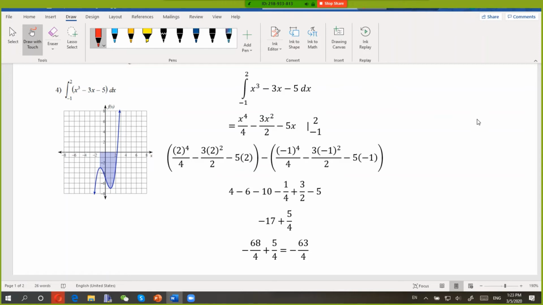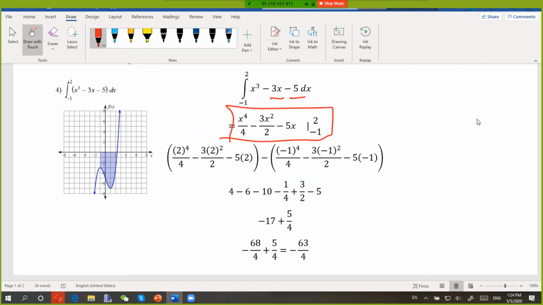Add 1 to the power, divide by the new power, so this will become x to the 4th over 4. Add 1 to the new power, divide by the new power, so this will become negative 3x squared over 2. And do the same thing here. I did not have a power here, so that was x to the 0 originally. Add 1 to the power will become x to the first power over 1. Any questions on this first step?